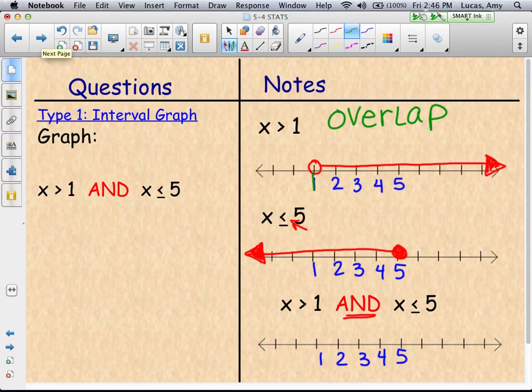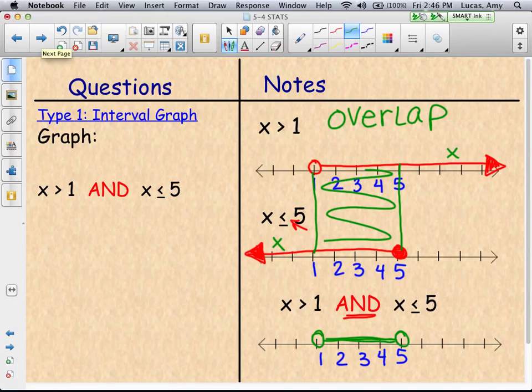I see starting here where I've got the number 1 and ending over here where I've got the 5, I've got this area on both of the rays. My first ray continues on to the right, but my second ray does not. My second ray continues on to the left, first ray does not. So where they overlap starts at the open circle on the 1, and it ends at the closed circle on the 5.